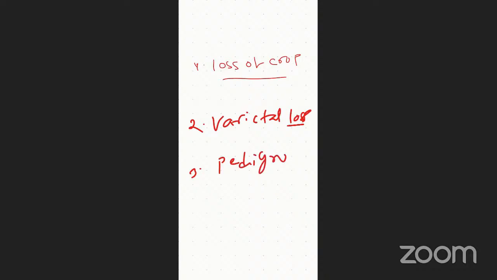First one, loss of crop. Second one, variety or varietal loss. Loss is nothing but erosion. Third, genetic erosion reflected in pedigree. Then allelic erosion, allelic loss. The first, loss of crop species.